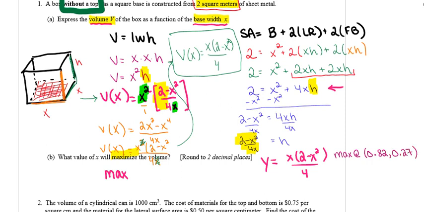And this is where you have to remember what the variable x represents and what the variable y represents. X, remember, represents a side of our square. So this is the side of the square.